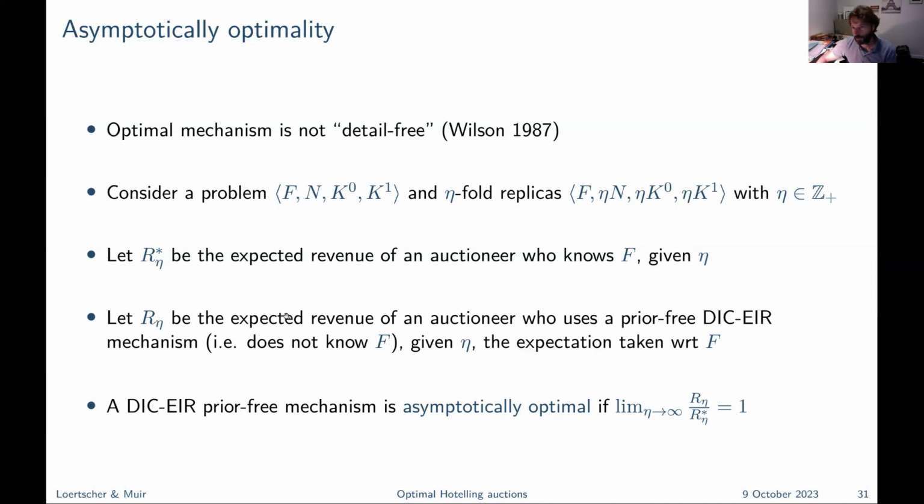But the way it's defined here, the expectation is going to be taken with respect to the true distribution F, but the auctioneer doesn't have to take that expectation. And so we say that a DIC, a dominant strategy mechanism that is ex post IR, is asymptotically optimal if in the limit the ratio of these two things goes to 1, the limit as eta goes to infinity.